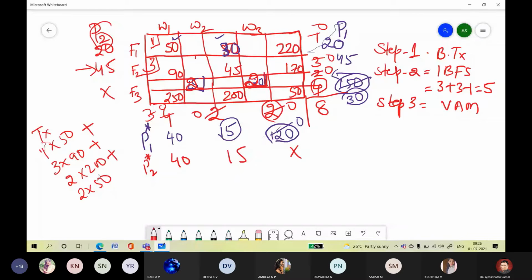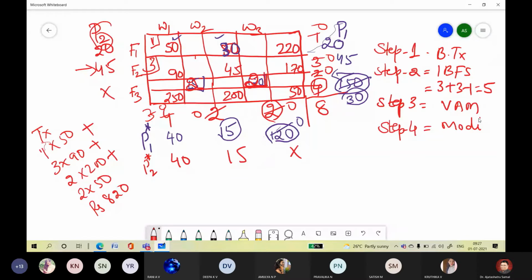Now we have to apply the VAM method. After VAM, our step 4 is nothing but we have to go for the MODI method. So step 4, what you have to do? We have to observe the allocated cell values, as well as we have to focus on the unallocated cell values.